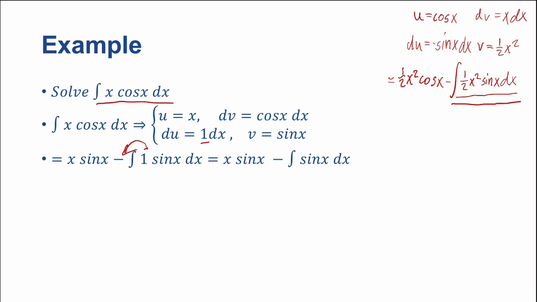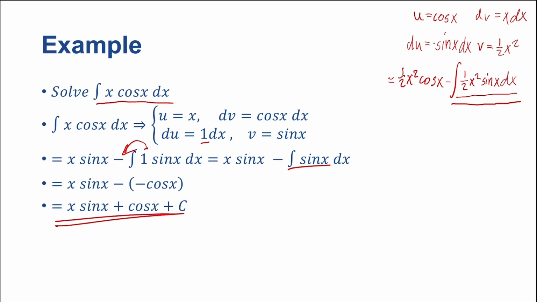Now, this integral here is something that we can do. We already know that the integral of sine of x is negative cosine of x. So this is going to be equal to x sine of x minus the negative cosine of x. Of course we can simplify, and we also need to add our constant of integration. That gives us x times sine of x plus cosine of x plus c. And this is our final answer.